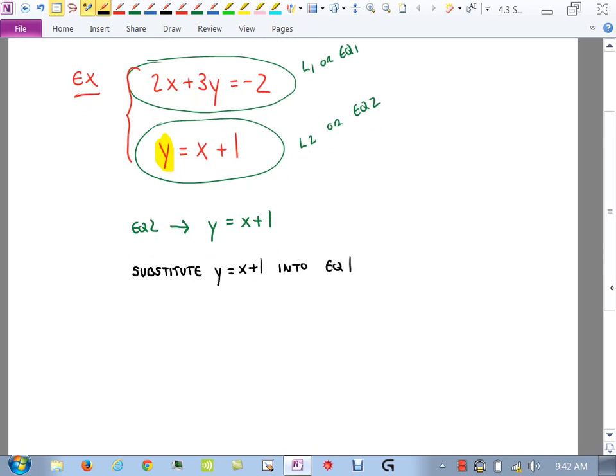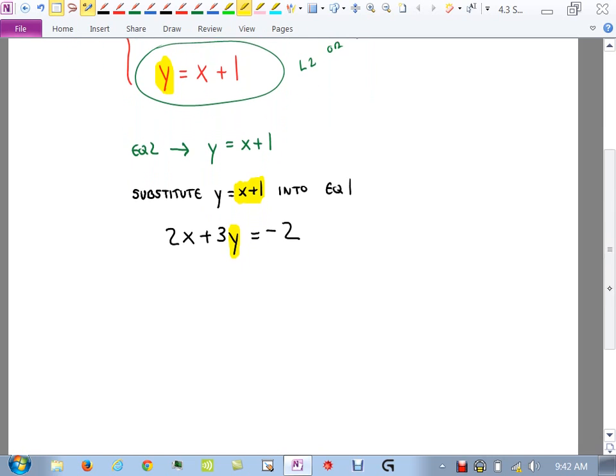Now, what do I mean by that? Well, let's write down the first equation. This is the first equation, right? I'm going to replace my y in that equation with what? X plus 1. Because what we just got from the second equation up above is that y must be x plus 1. So everywhere I see a y in the first equation, I replace it with an x plus 1.